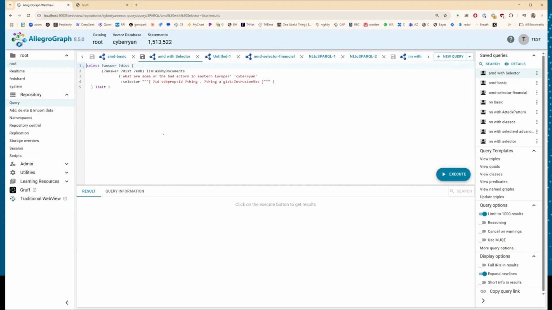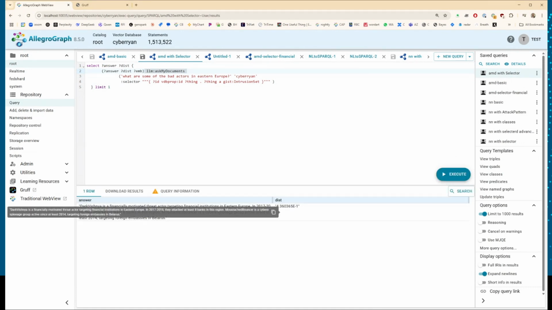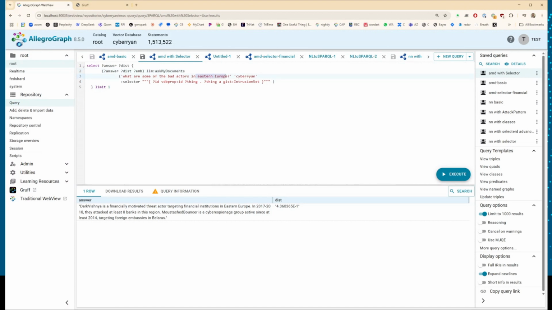Well, so here's another example. What are some of the bad actors in Eastern Europe, and only look in the intrusion set? That's what you do here. So this predicate, ask my documents again, lets you control where you're going to look for answers. When I look here, what are some of the bad actors? It will find this group here, attacking financial institutions in Eastern Europe. And obviously, I could change it to anything I want.